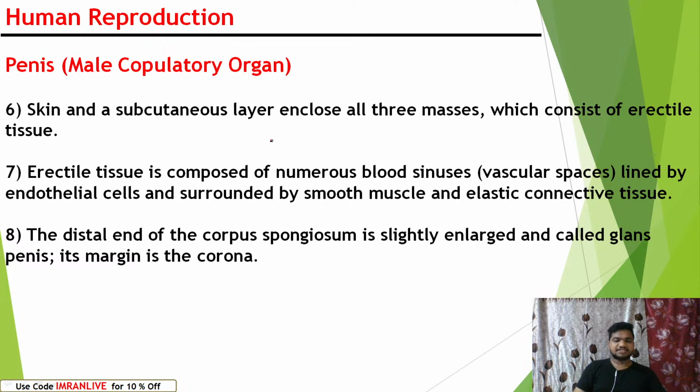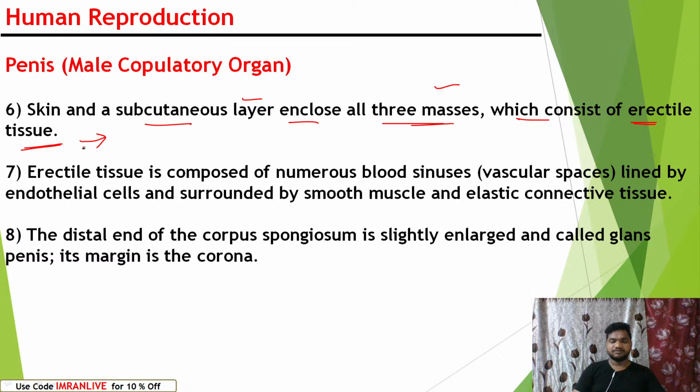Skin and subcutaneous layer. It encloses the three masses. The skin and the subcutaneous layers enclose the three masses. These three masses are surrounded by the skin of the penis and the subcutaneous layer of the penis, which consists of erectile tissue. The penis contains erectile tissue, which helps it stretch in length during sexual intercourse.